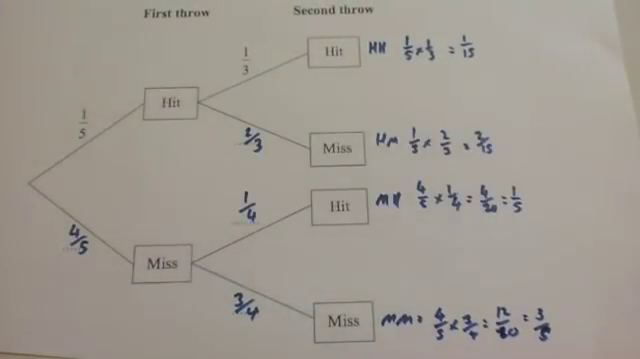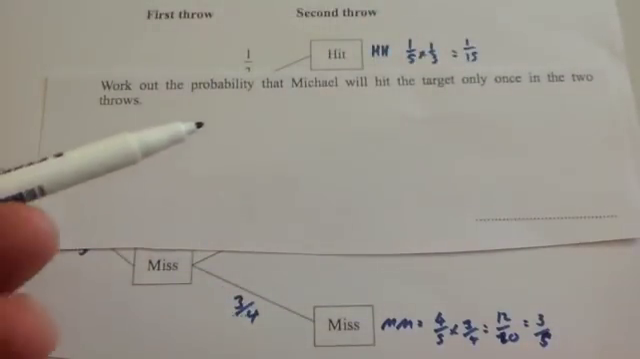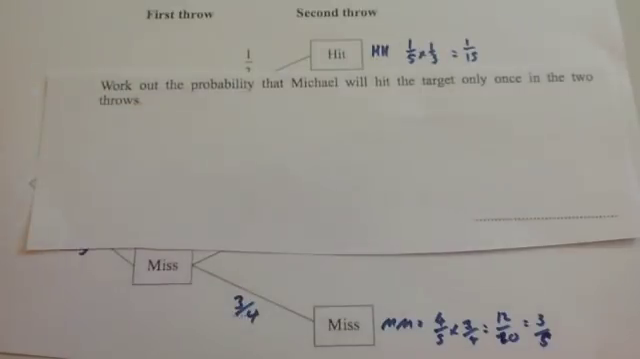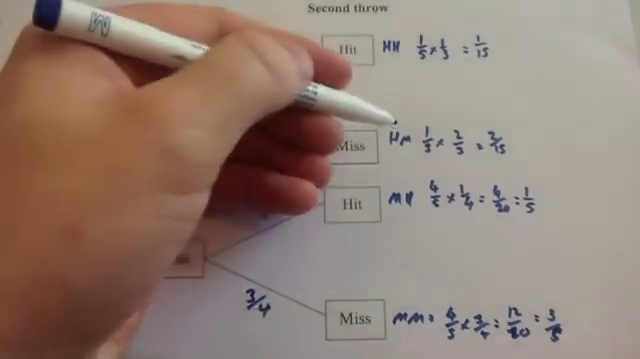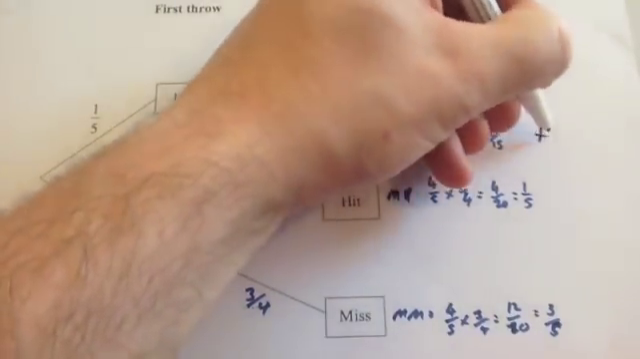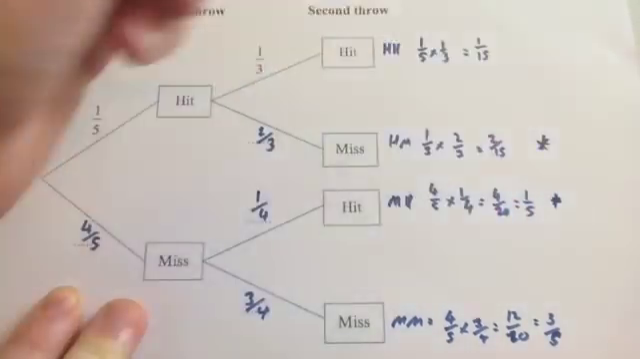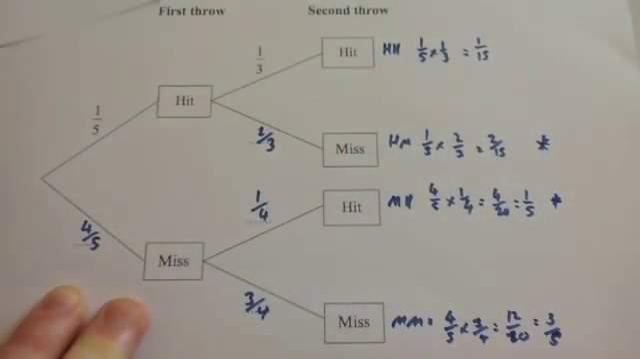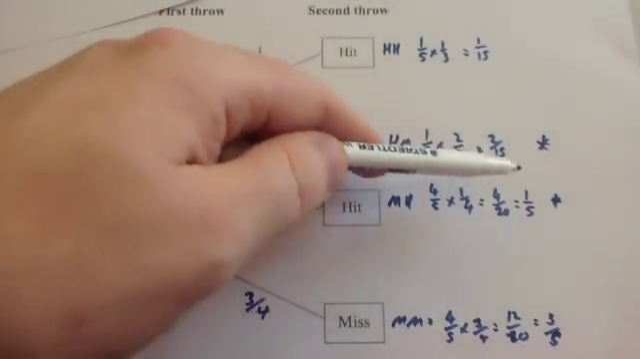The next question says, work out the probability that Michael hits the target only once in the two throws. So he's going to hit once out of the two. So that could either be a hit and a miss, or it could be a miss and a hit. Now if it's this option or this option, you add these two probabilities together. So if you want to find out the chance of him hitting it only once, you would add this probability and this probability.